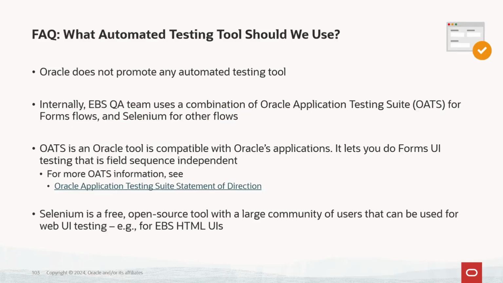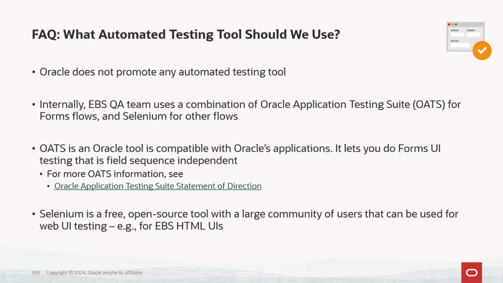A lot of times we're asked about automated testing tools. What tools should we use? And just to be clear, we don't promote any particular automated testing tool. I can share that internally, the EBS QA team does use a combination of the Oracle Application Testing Suite, otherwise known as OATS, for our forms flows, and then we use Selenium for other flows.